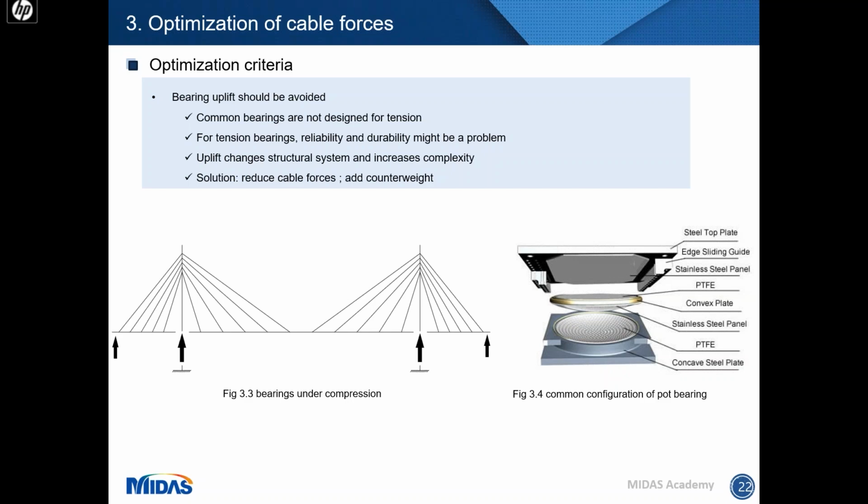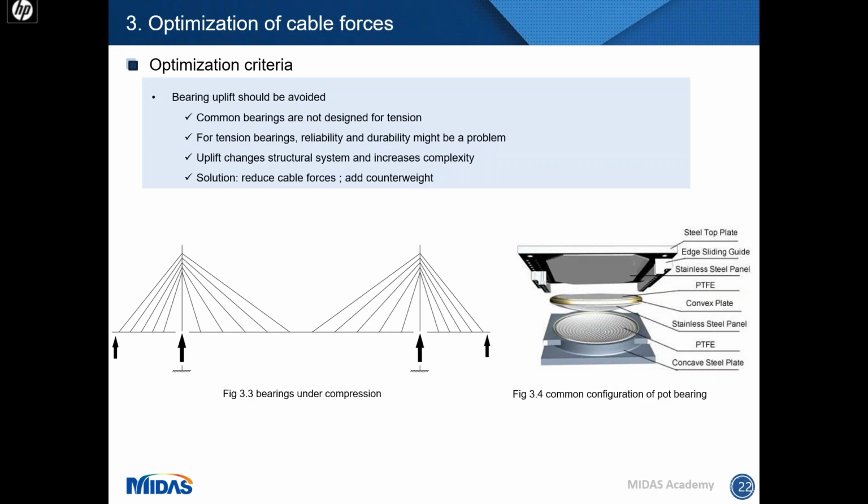Another reason is the uplift might increase the complexity. Look at figure 3.3. This girder sits on 4 bearings. If one of them is uplifted, the girder will become sitting on 3 bearings, and so the structural system changes. We need to modify the model.